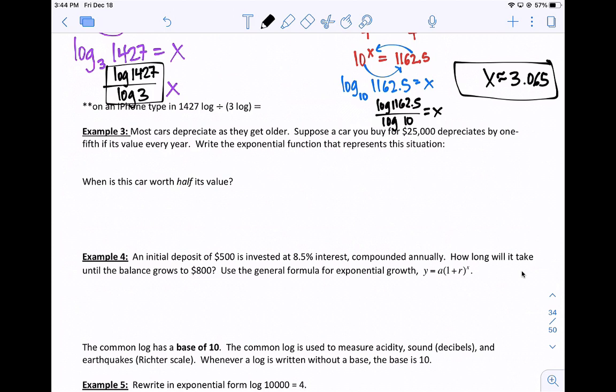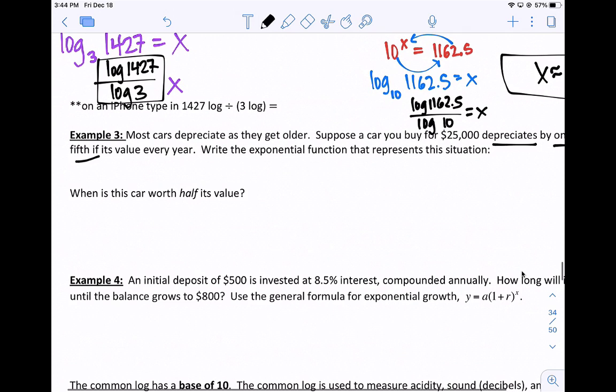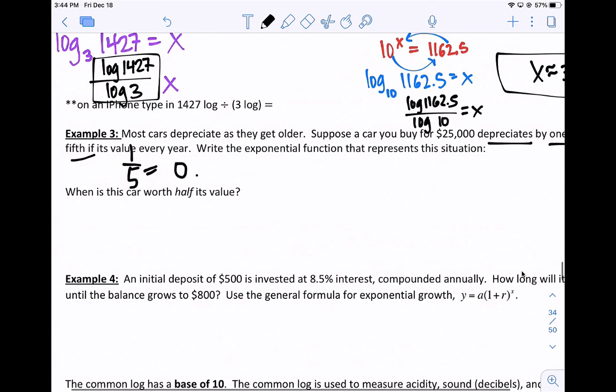Most cars depreciate or lose value as they get older. Suppose you buy a car for $25,000 and it depreciates by 1/5 of its value every year. So 1/5 we can change to a decimal. 1 divided by 5, that's 0.2. Write the exponential function that represents the situation.